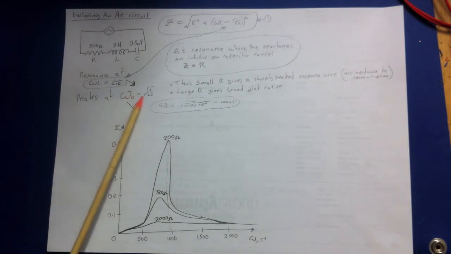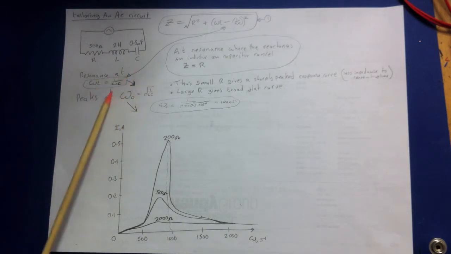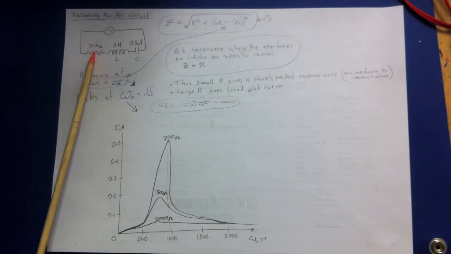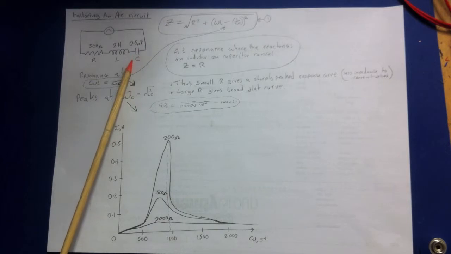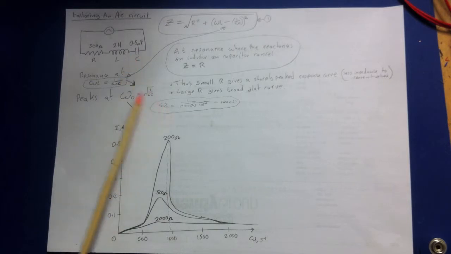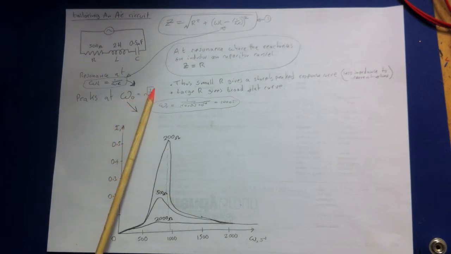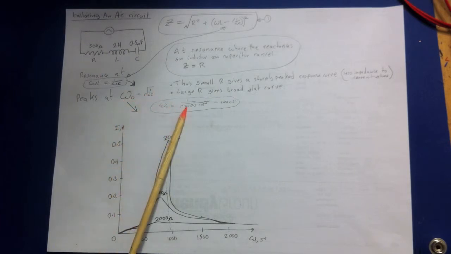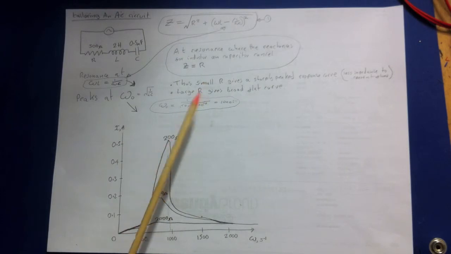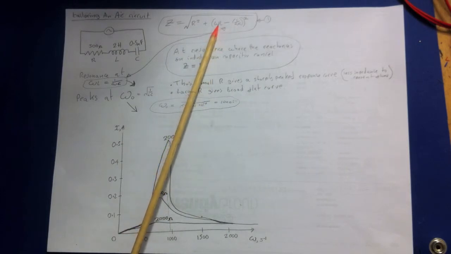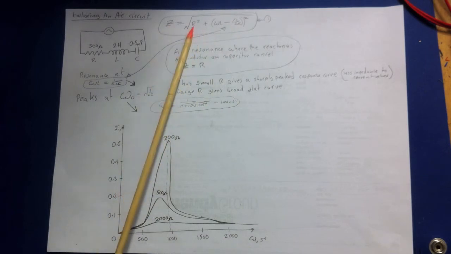You can see that because if you plug in these given values here, we've got the value 500 ohms for the resistor, 2 henries for the inductor, 0.5 microfarads for the capacitor. So if you use the fact that the resonant frequency is the square root of 1 over LC, just plug those values in, you get 1000 radians per second. So there's a peak there. The peak is there because it's at the point where these two are equal, Z becomes just R.